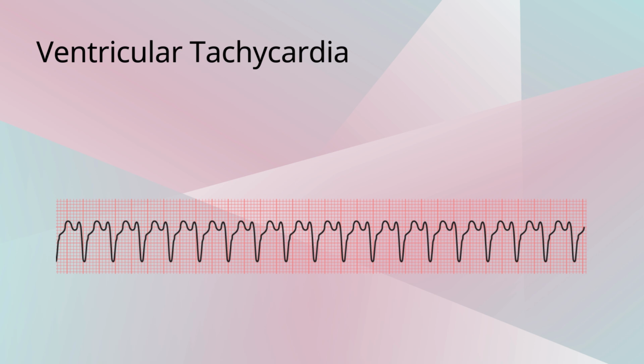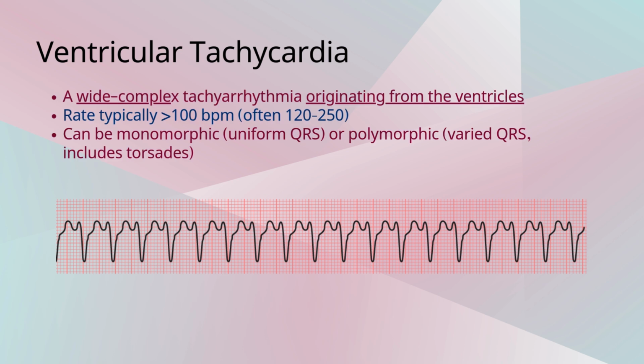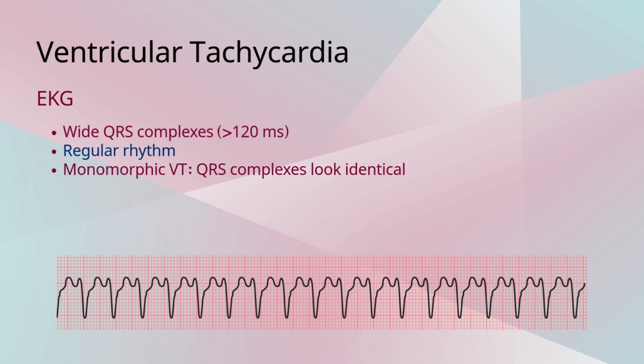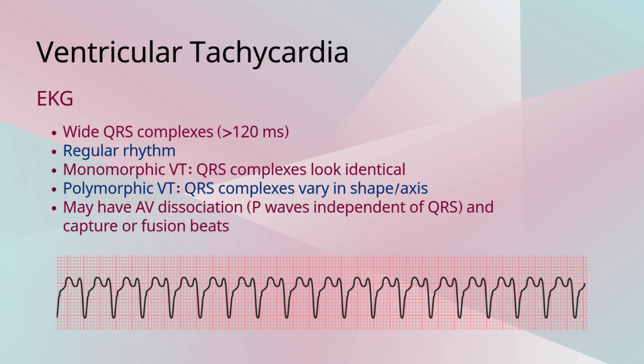Okay, guys, we're in our last final dysrhythmia on the PANCE Blueprint, and that is ventricular tachycardia or VTAC. This is a dangerous arrhythmia that originates in the ventricles and produces a wide, complex tachycardia. On the EKG, VTAC shows a wide QRS complex greater than 120 milliseconds, usually with a regular rhythm. It could be monomorphic, where all the QRS complexes look the same, or polymorphic, where they vary in shape, like Torsades de Pointes. Sometimes you'll even see AV dissociation, capture beats, or fusion beats, which help confirm VTAC.